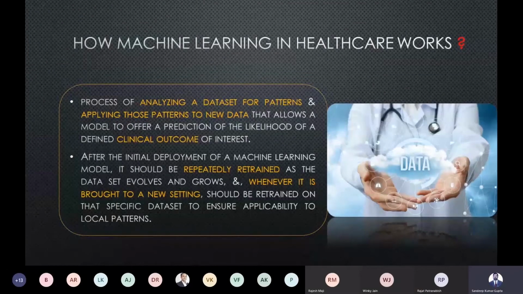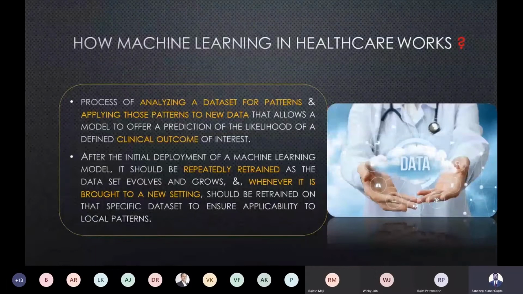And after the initial deployment of a machine learning model, it should be repeatedly retrained as the data set evolves and grows, and whenever it is brought to a new setting it should be retrained on that specific data set to ensure applicability to local patterns. So I'm not sure whether you have observed these days a lot of research going on to fight against COVID-19. And this data set, you can see, might be taken from China because we have enough data from that place, right? But when we use that data taken from China in the US, definitely we need to retrain our model. Why do we have to retrain?